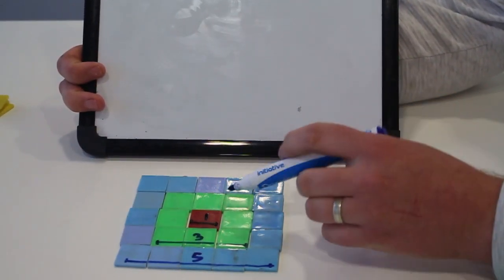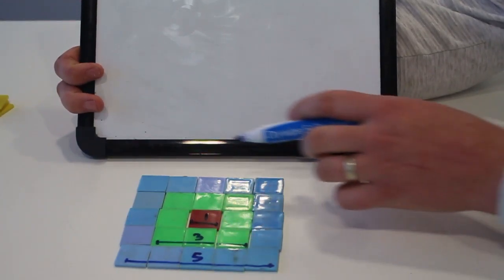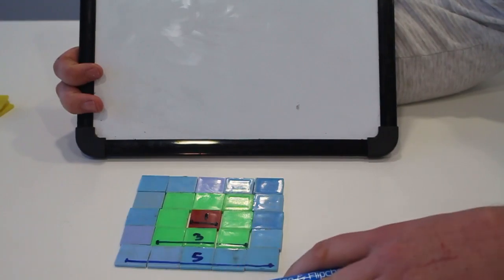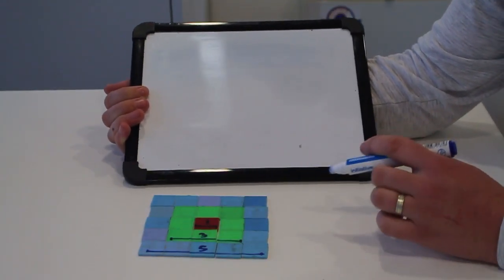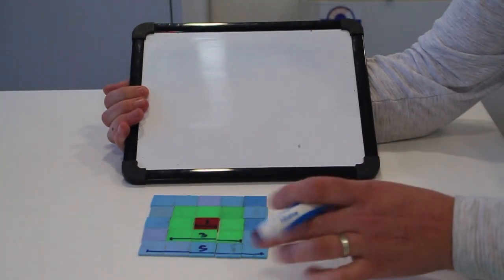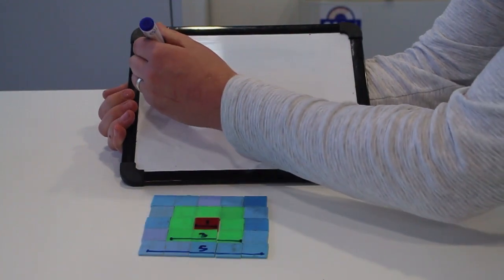So instead of writing 1, 3 and 5, I want to make a rule that'll work for any square, no matter what the size. So instead of using a specific number, like 3, 5, or even a larger number for a larger square, I'm going to use the letter S.